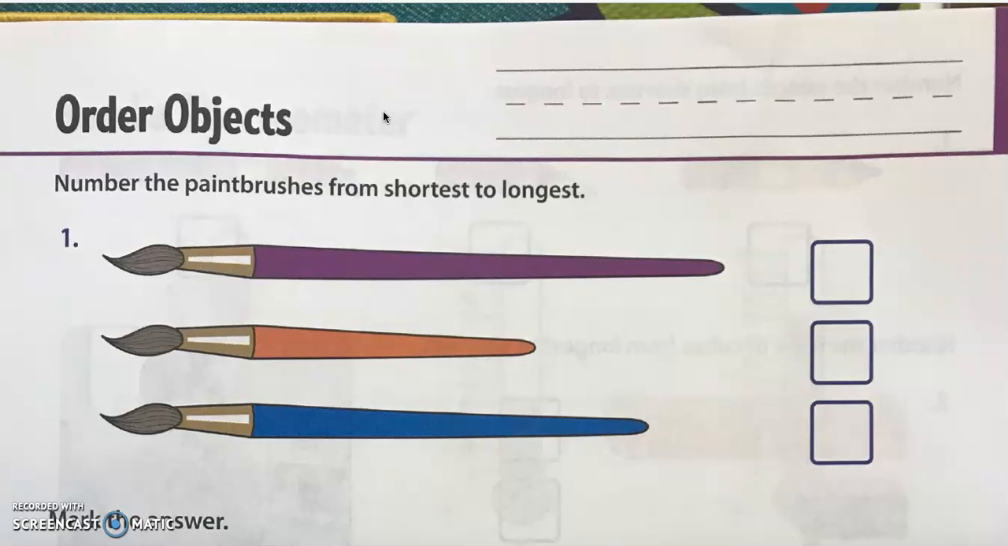We have to number the paintbrushes from shortest to longest. So take a look. Which one is the shortest? Orange, right. So you will need to write number 1 here. And what's the middle length? Blue, number 2. And which one is the longest? The purple one, number 3.